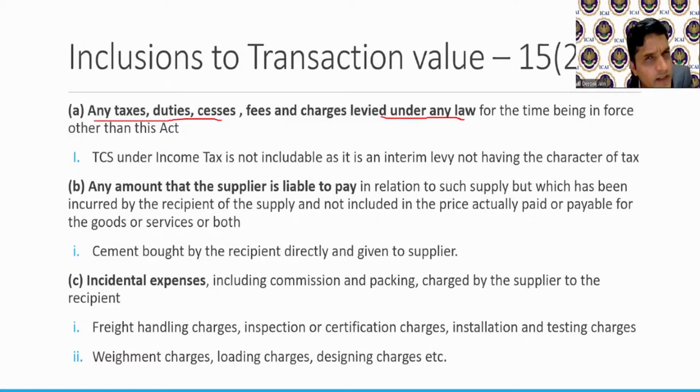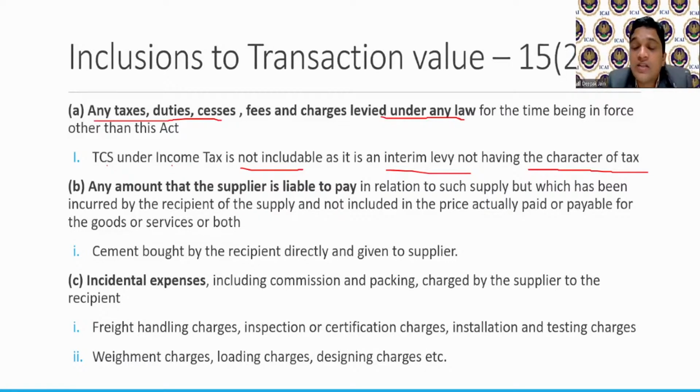Now, what did I say in 15.2? Any taxes included other than GST has to be levied. So I have to technically charge GST on 1 lakh 5,000 rupees. Correct. But there is a clarification which says that TCS under income tax is not includable. Why? As it is an interim levy not having the character of a tax. What you're collecting is only a mechanism to keep track, and this is not tax. You're collecting it as an interim levy, and this is not a tax.